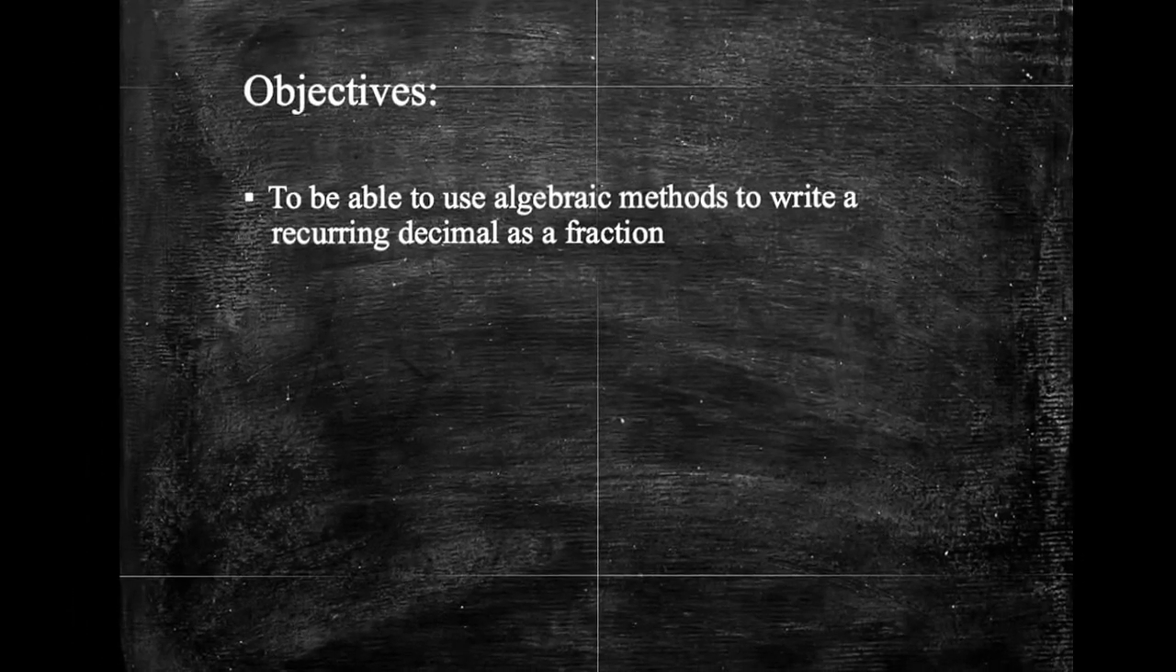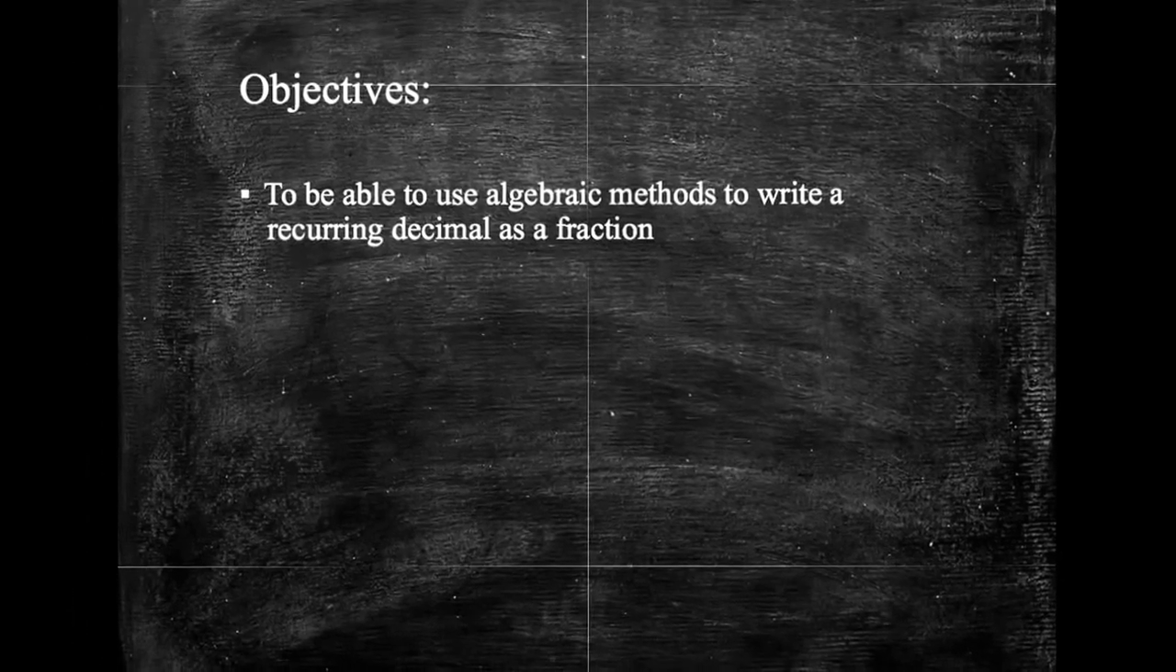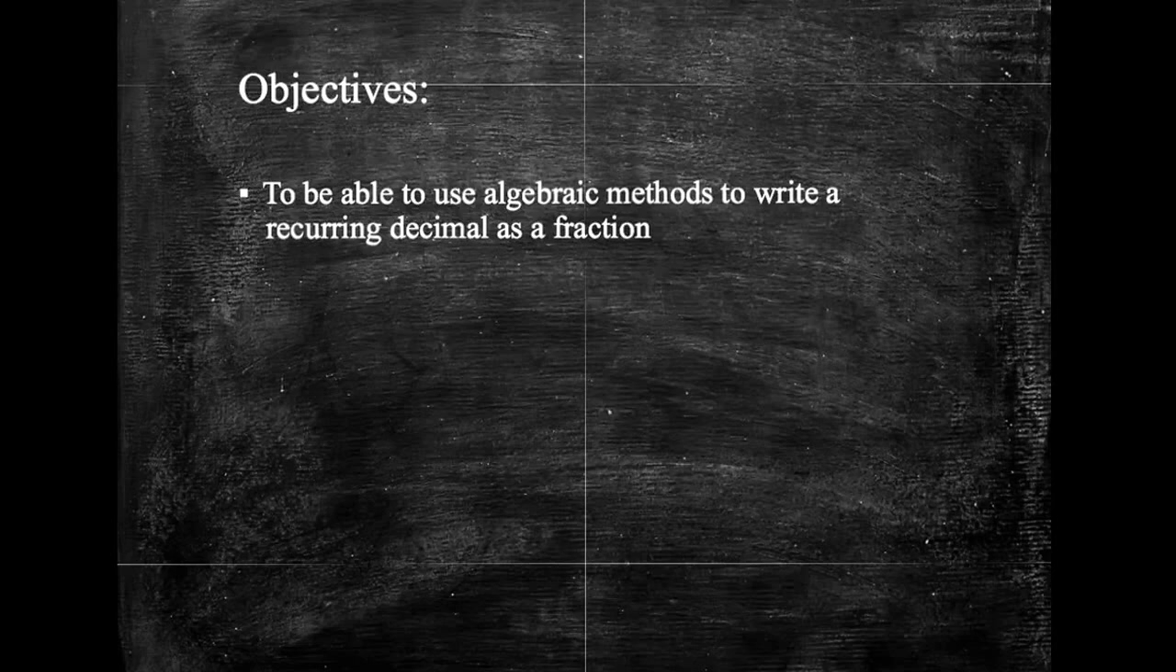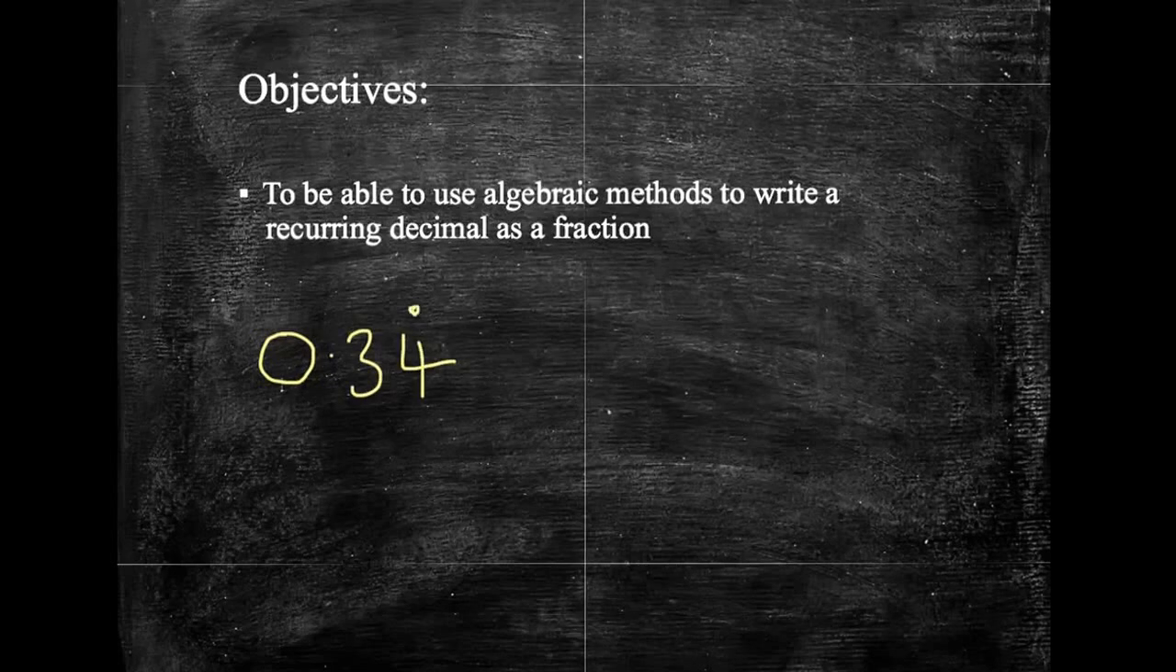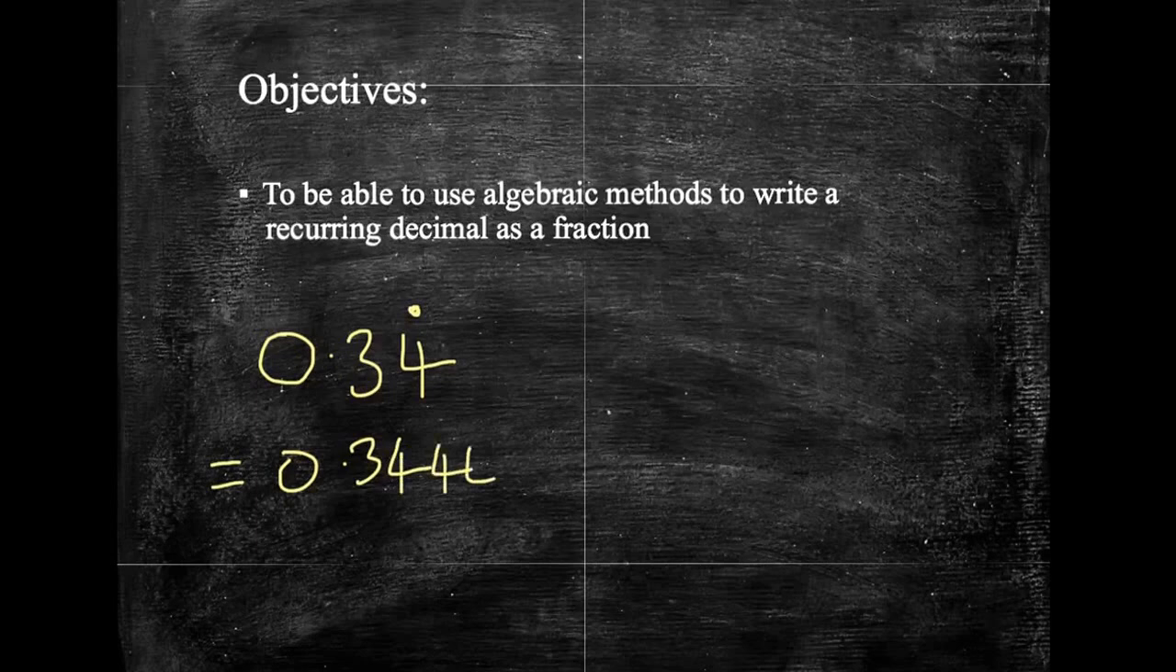All I'm really going to get you to do is to use an algebraic method to write a recurring decimal as a fraction, and I hope that you're quite happy that a recurring decimal is something that might look like 0.34 with a dot on the top, it just means that the 4 recurs, so this would be equal to 0.3444 and so on and so on and so on.